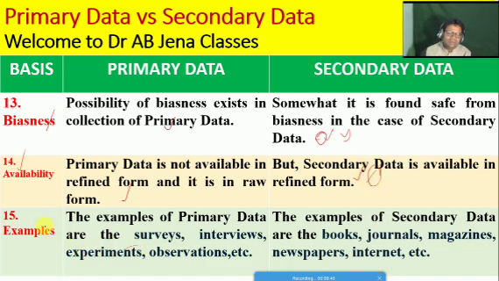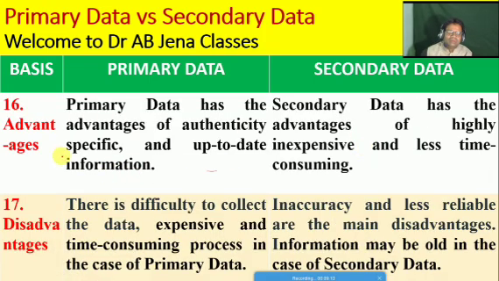Next basis of comparison, friends, is interesting: examples. The examples of primary data are surveys, interviews, experiments, observation, etc., whereas the examples of secondary data are books, journals, magazines, newspapers, internet. Friends, in fill in the blanks, writing one or two sentences in the board exam, you may get this. Next, we will see the advantages. Primary data has the advantages of authenticity and specific, up-to-date information, whereas secondary data has the advantages of being inexpensive and less time consuming.